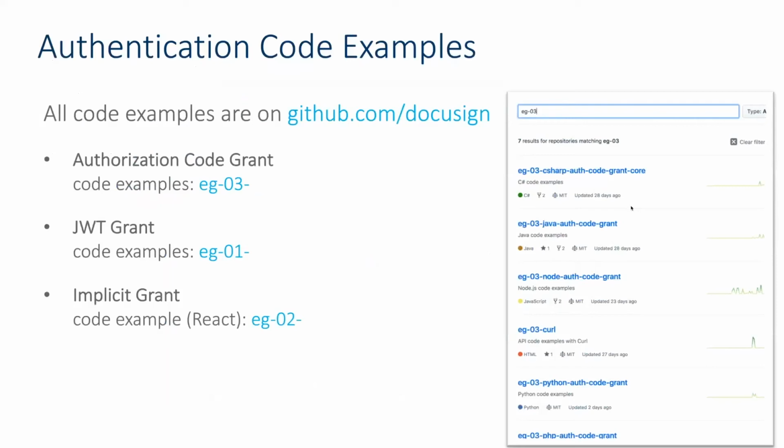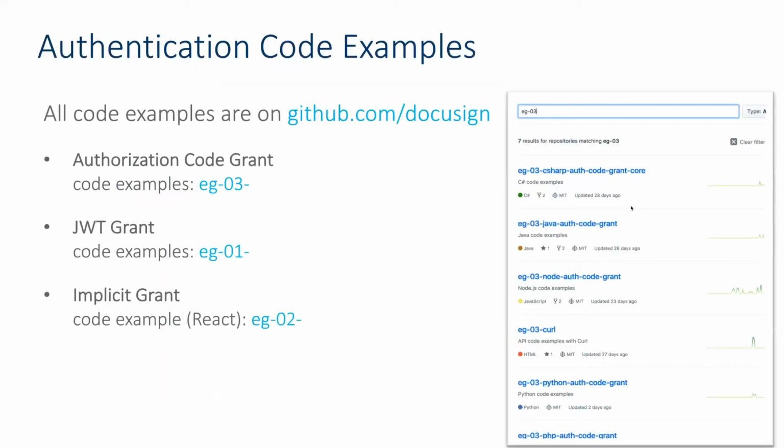So it shows our C# code example for authorization code grant, also Java, Node, and then I'm going to skip curl for a moment, Python and PHP. We also have a set of examples that use the API directly via the curl program, and that's the one you see there, EG-03-curl. It doesn't include the authorization code grant process, but it does include 14, and later there'll be more workflow code examples. So that's also a useful repository if you decide not to use the SDKs.